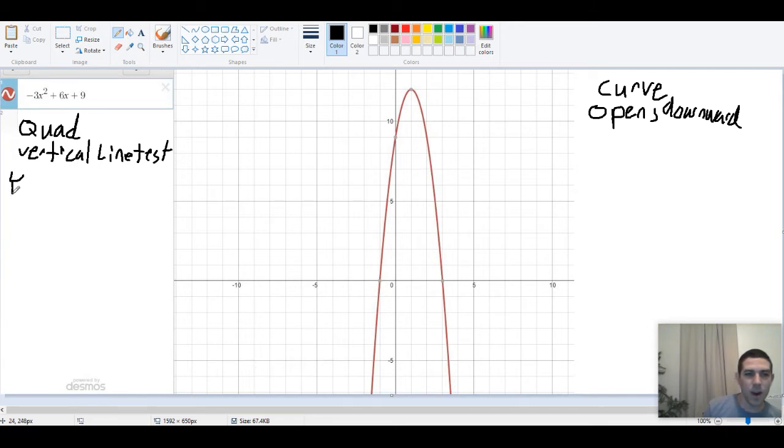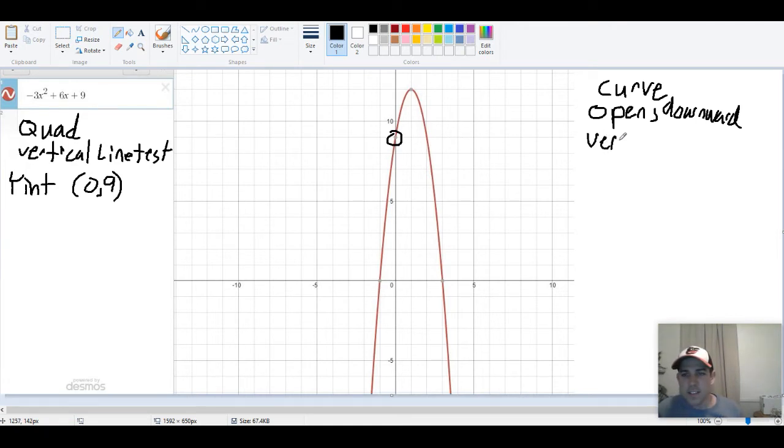I see that it has a y-intercept of (0, 9). I see that here in the equation, and I also see it right here on the graph. Not too bad. How about the vertex? The vertex is the highest or lowest point. That would be right here, which has a coordinate pair of, let's see, (1, 12). Since you gave me the vertex, I can write it in vertex form.